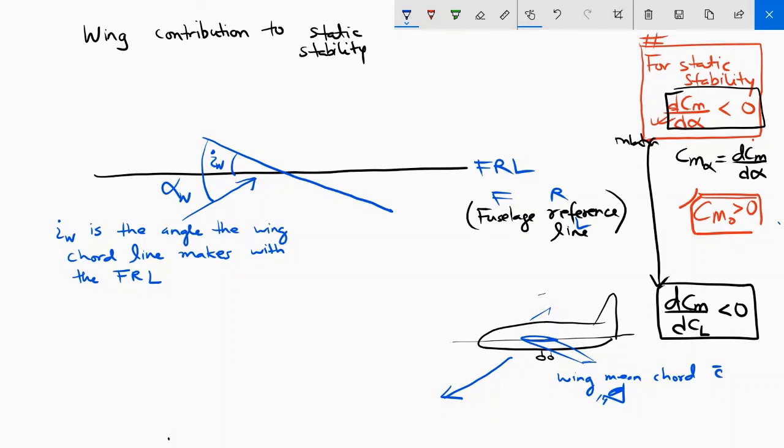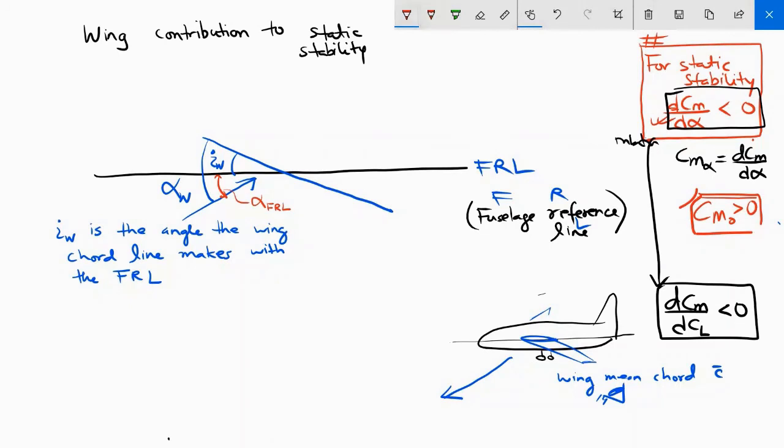And the angle that the relative wind makes with the fuselage reference line will be denoted by alpha FRL. That is the angle that the fuselage reference line makes with the relative wind.